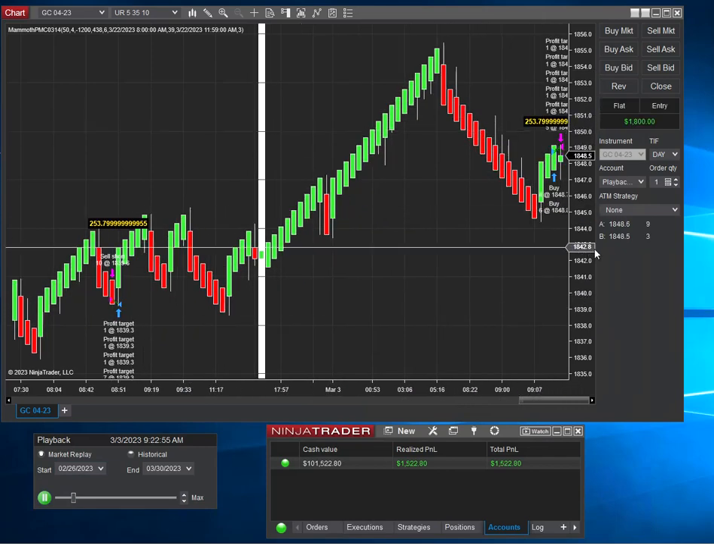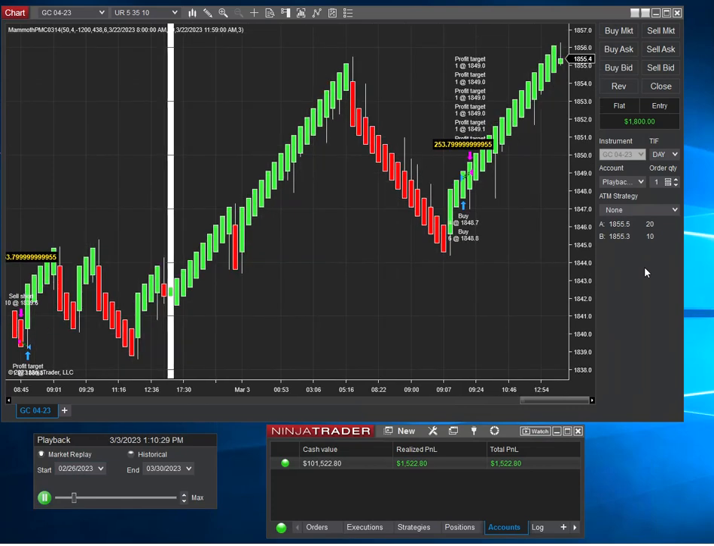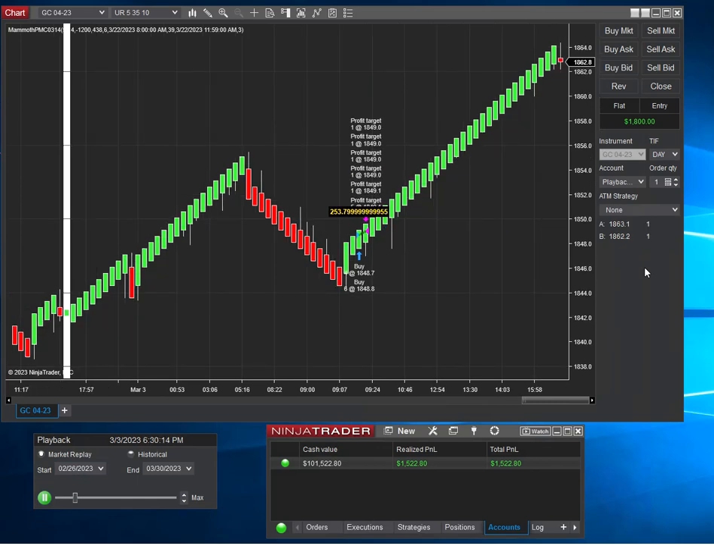So this one, target filled. Filled. Partially filled, and then also the other parts filled. We had a good trade. That is the 3rd of March. Now we head into the weekend, and then on Monday we'll start trading again.